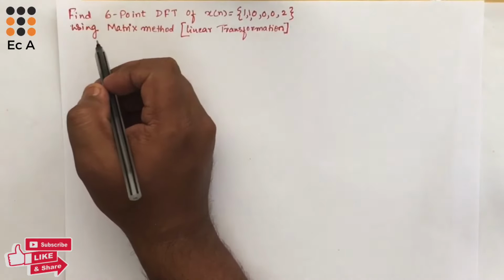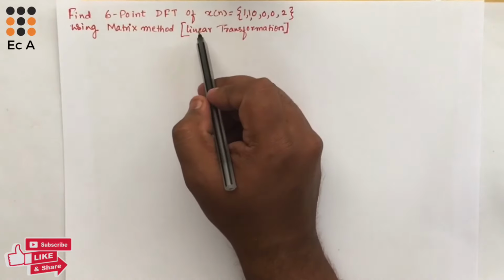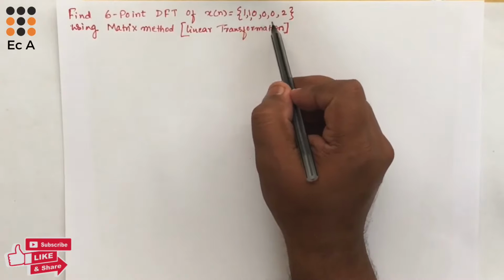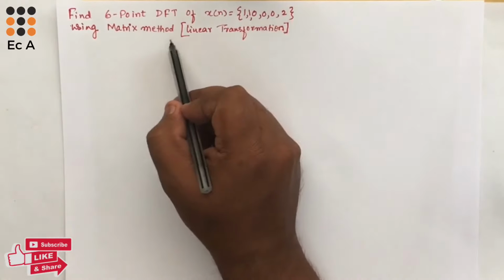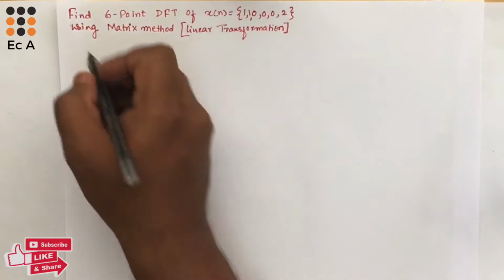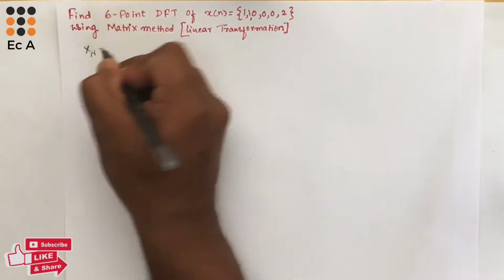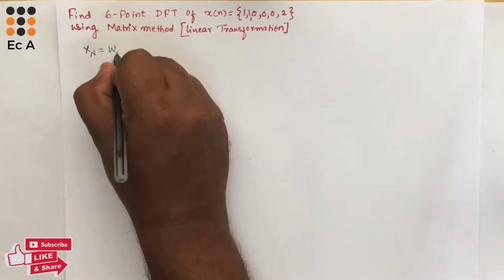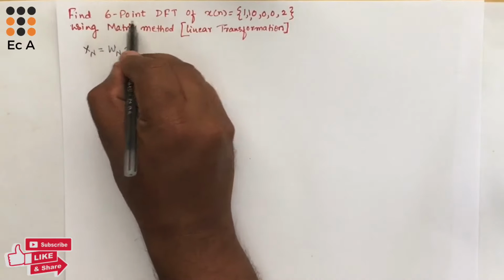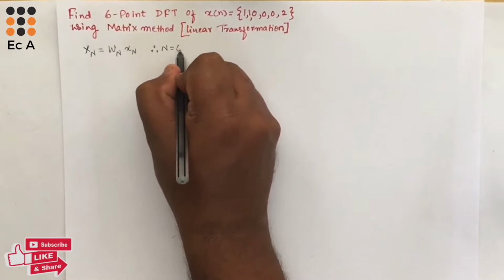In this lecture, let us understand how to find the 6-point DFT for the given sequence x of n equal to 1 1 0 0 0 2 using the matrix method, which is the same as the linear transformation method. To find the N-point DFT, we can use the matrix X of k is equal to WN times small x of n. Here they have given a 6-point DFT, therefore let us take N equal to 6.